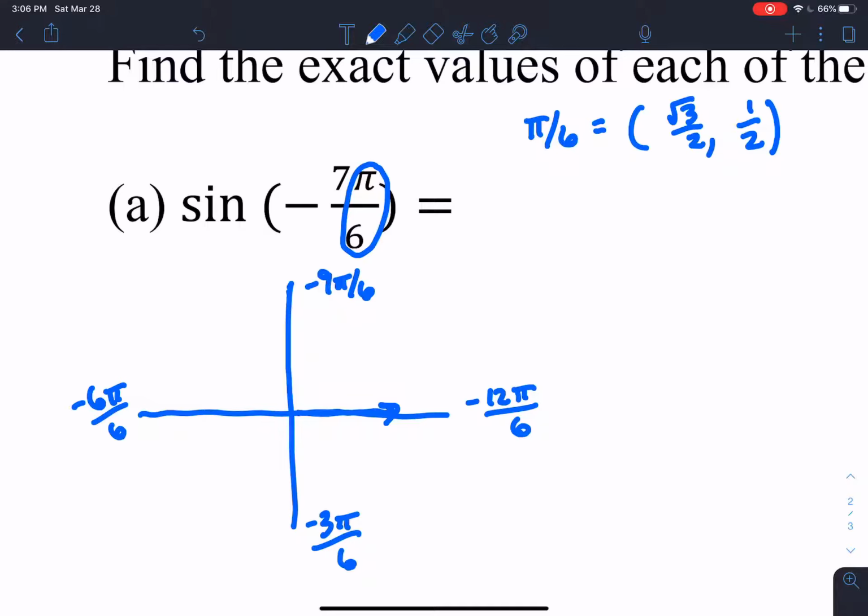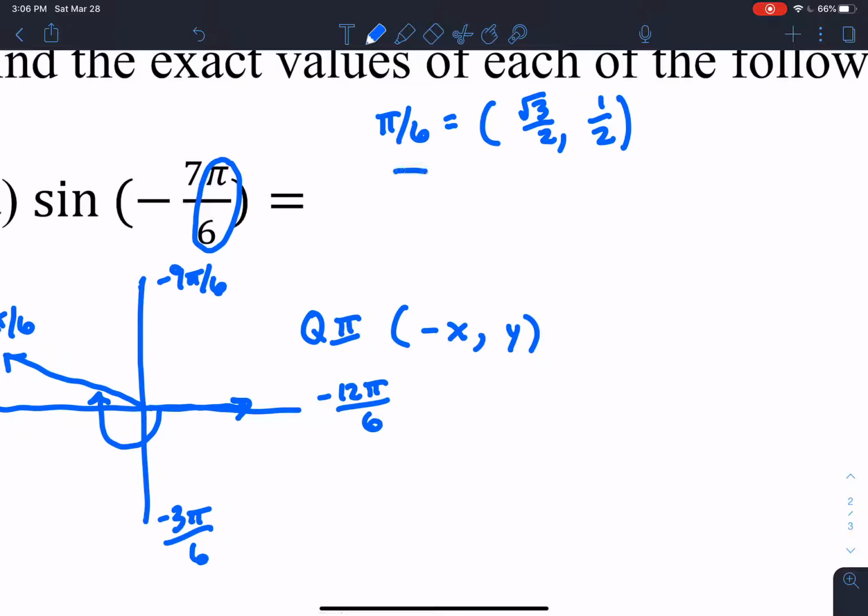So 7 pi over 6, if I draw the angle, right, has to go in quadrant 2, right? This would be negative 7 pi over 6. All right, so anything in quadrant 2, right, you guys know that the x term is negative and the y term would be positive, okay? So I'm going to be taking the coordinate that I just found, right? And I have to make sure that my x term is negative and my y term is positive. But since I'm talking about sine, I only need the y term, right? And the y term is going to stay positive, right? So my answer is just 1/2.